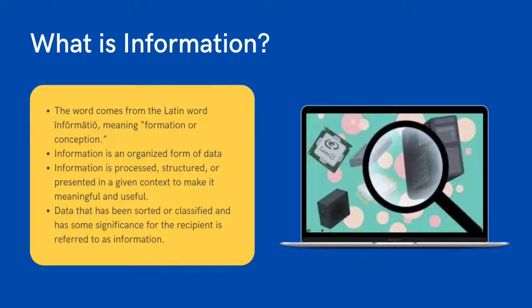Next, let's define information. Information comes from the Latin word informatio, meaning formation or conception. It is an organized form of data. The processed data is called information. It is more meaningful than data and is used for decision making.